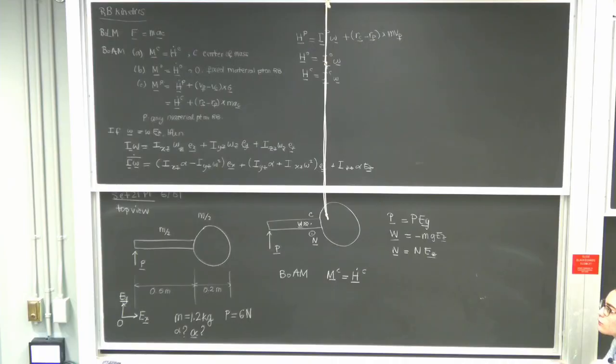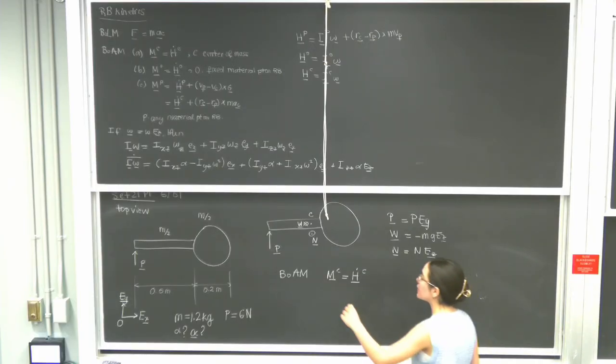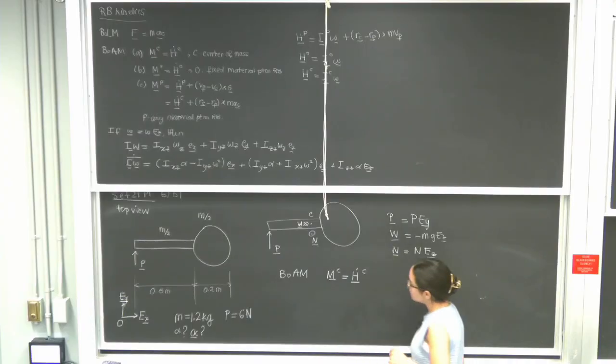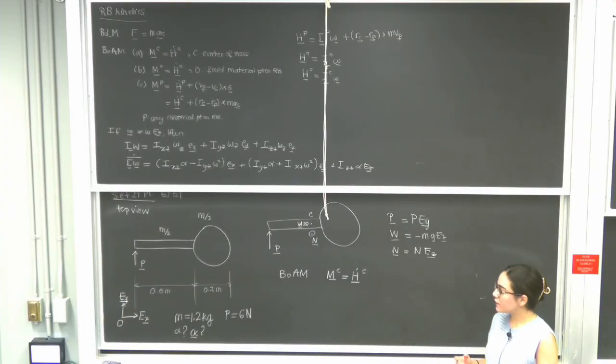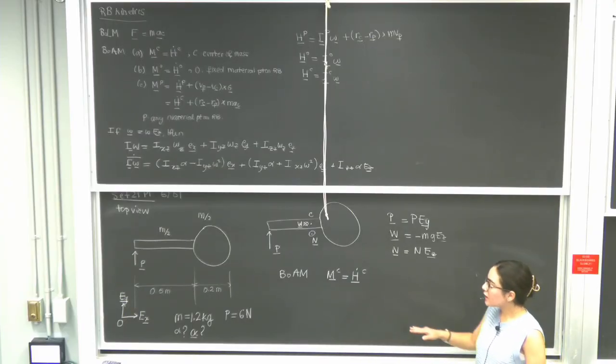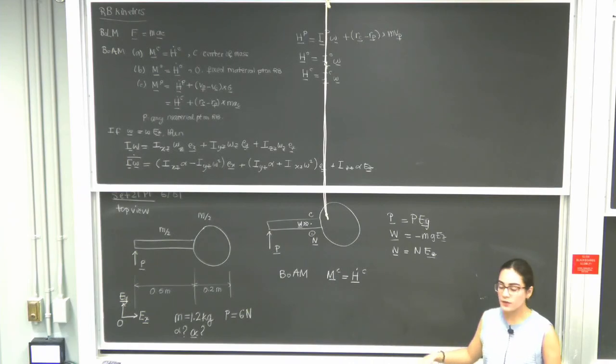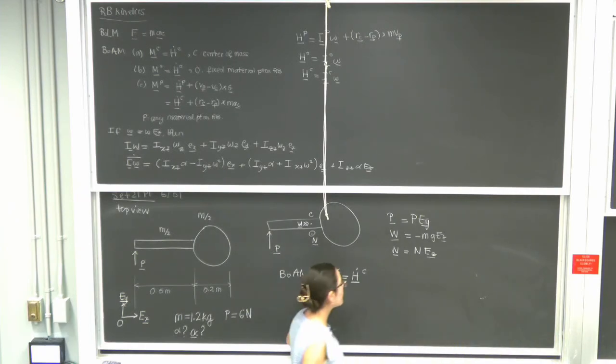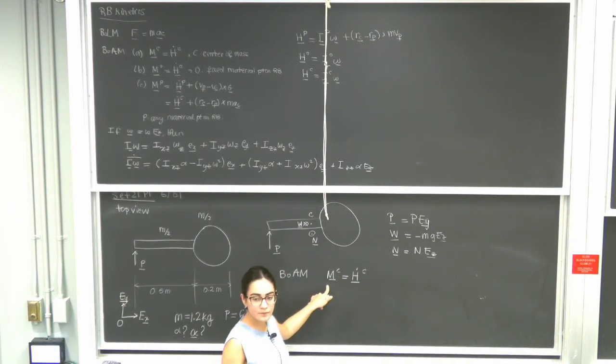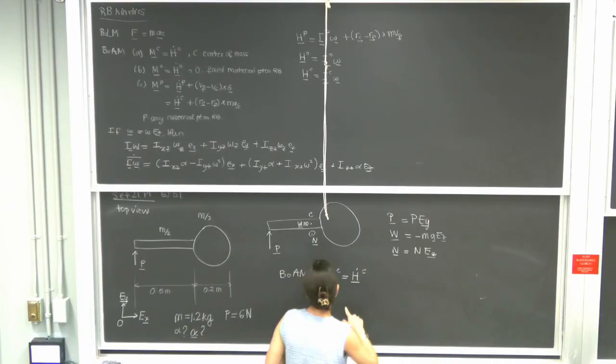And then MP is equal to H dot P plus the other terms. I could have applied the sum of moments about P, but let's stick with this one about the center of mass. Seems simpler. So then I need to calculate the moments of the forces. What is the moment of the weight and the normal force about the center of mass? 0, right? So I still need to calculate the moment of the force P.